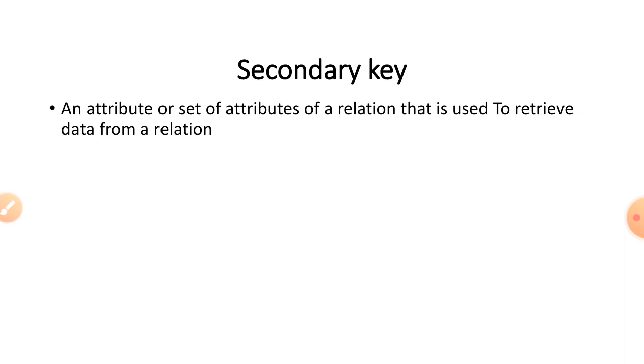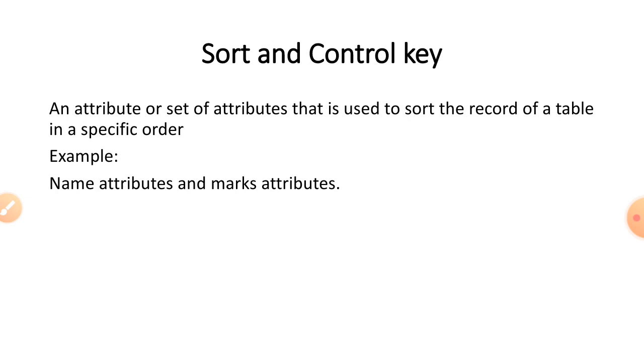Is that clear? The next one is basically about the sort or control key. Sort or control means they both have the same meaning, or it's basically the same key. The attributes or the records of a table are stored in a different or in a sequenced way. Whenever we want to get some particular kind of data, what we have to do is sort the data.